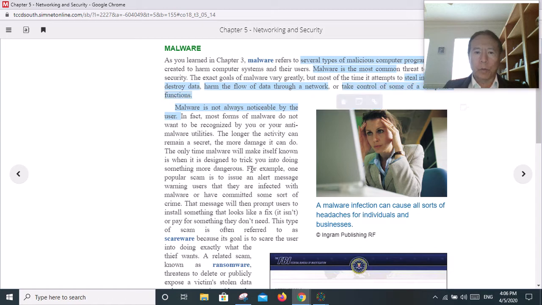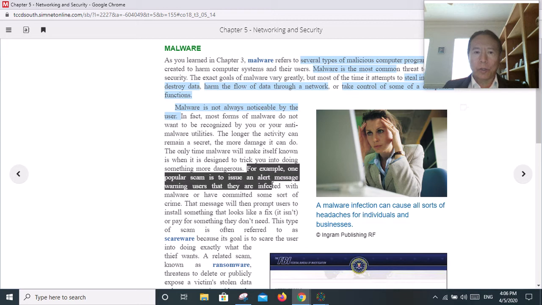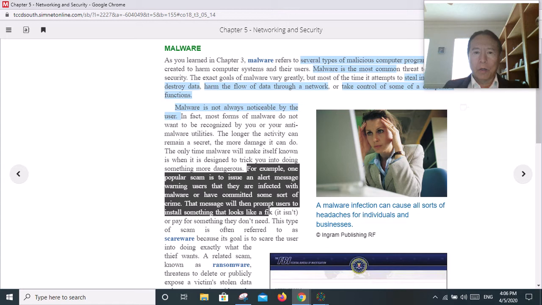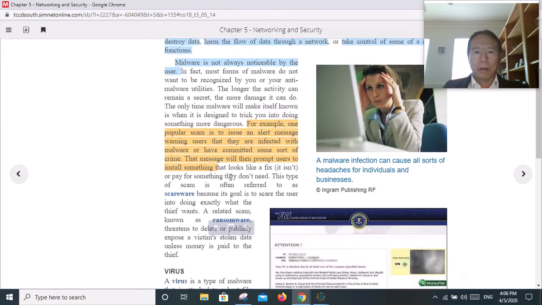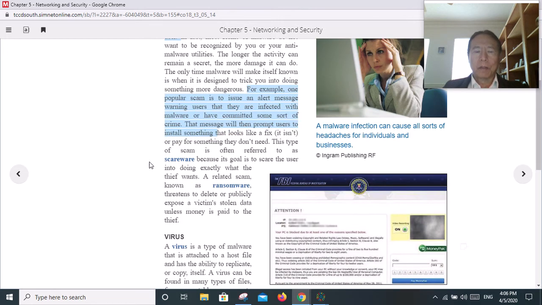For example, they give one example here. An alert message warns the user, you are infected by some sort of virus. Then you click on something to install something to fix it. The hacker tells you your computer has a problem, which it doesn't. Click here for a solution, which you did. Now you have a problem. So that kind of malicious email you need to pay attention to.